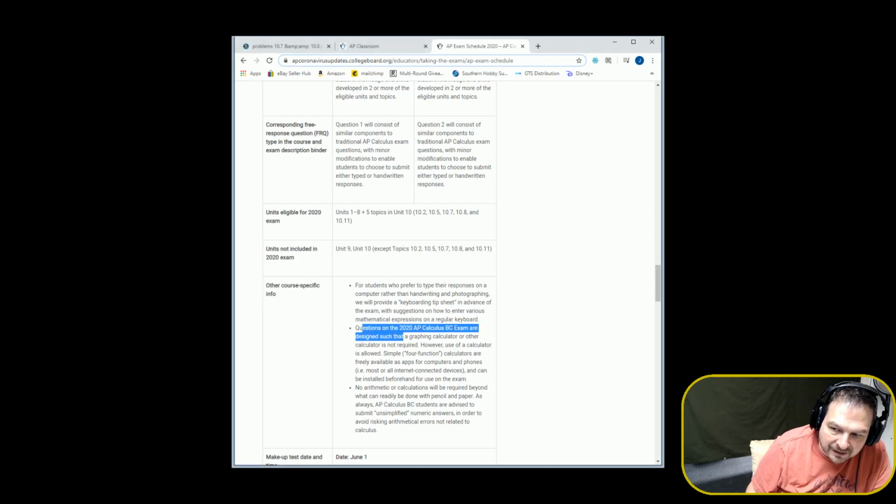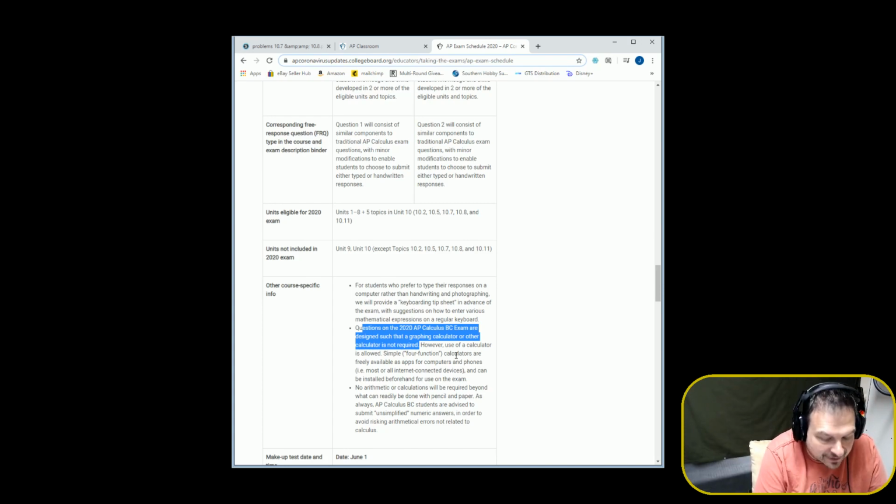Graphing calculator, take a look at this. Graphing calculator is not required. However, the use of a calculator is allowed. So if it makes you feel better, they're probably not going to have any questions where we have to find the intersection of two lines or something like that. We're probably not going to have to take a derivative or an integral. I think a lot of the test is really going to be just set up this integral, instead of actually having you evaluate the integral. So it says calculator is allowed, but a 4-function calculator is all you'll need.